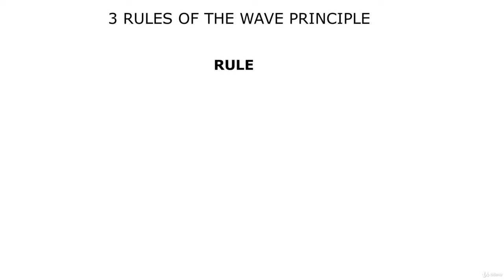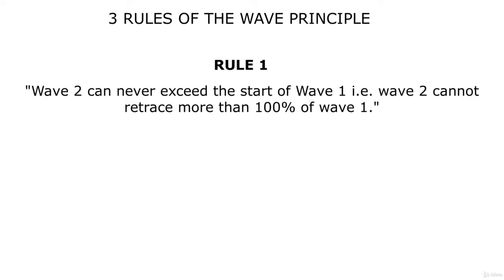Rule number 1. Wave 2 can never exceed the start of wave 1. That is, wave 2 cannot retrace more than 100% of wave 1. And if you see a wave 2 exceeding the start of wave 1, you should know that it is an invalid pattern and it is time to make changes to your wave count. Let's understand rule 1 through a basic pattern and also through a few forex examples.